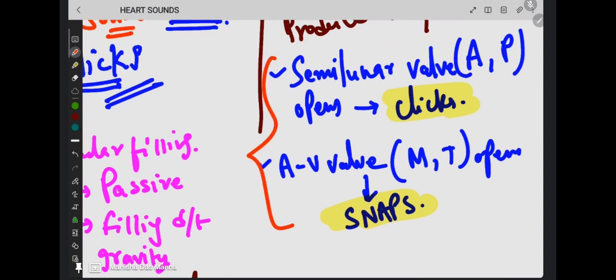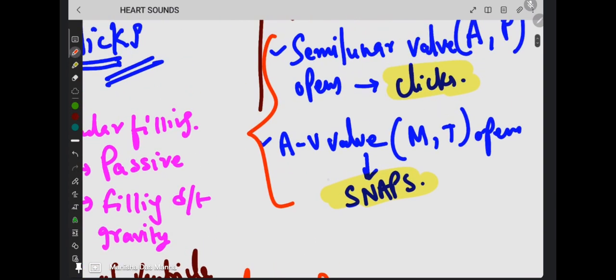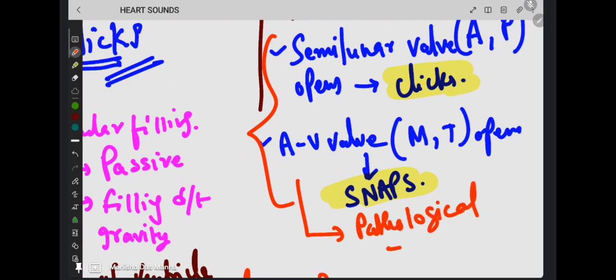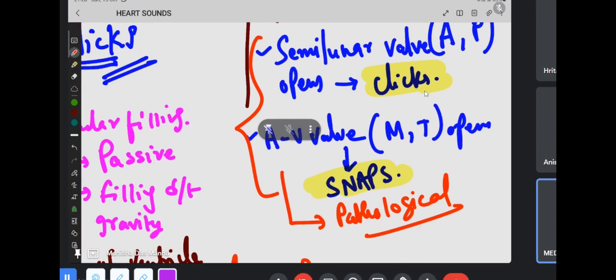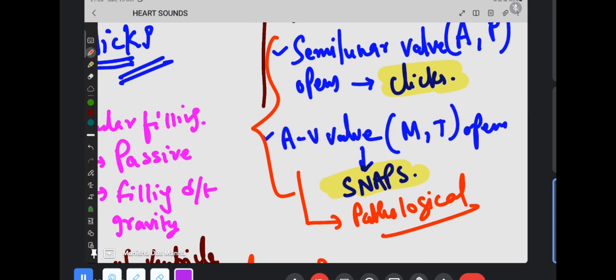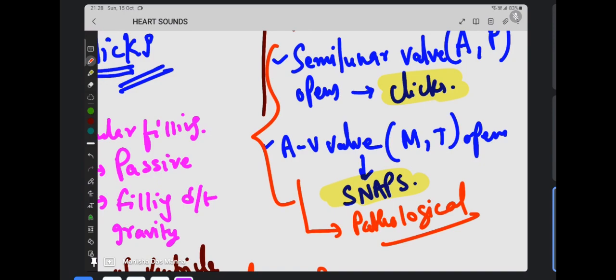Clicks and snaps, these two are pathological sounds. This is not a healthy heart. Is it clear? Am I clear? Okay, clear, nice. So this is the difference between click and snaps.